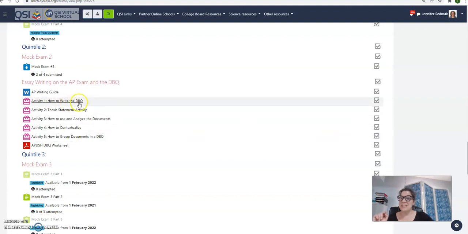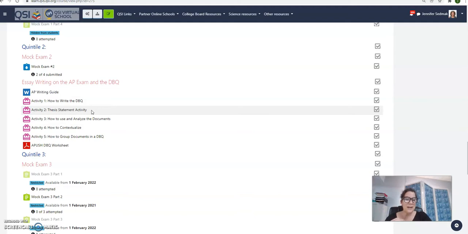And in this first activity, it's a general basic one on how to write the DBQ and takes you through a whole writing session. Then I have a separate one on just thesis statements. So I've chosen a period in US history. It doesn't happen to be the period that we're studying right now. In fact, it is the next period that you will investigate, period 6, up until like 1896.